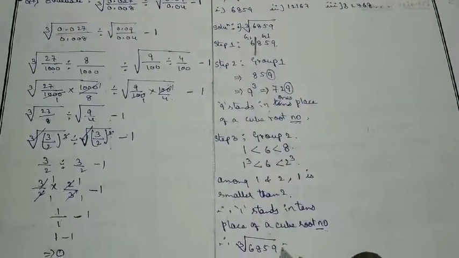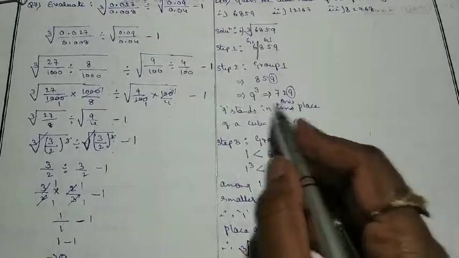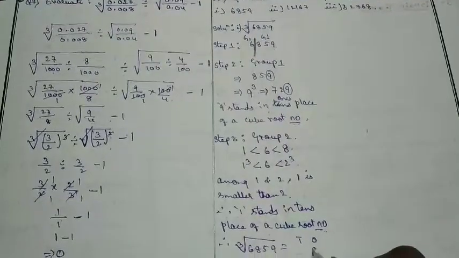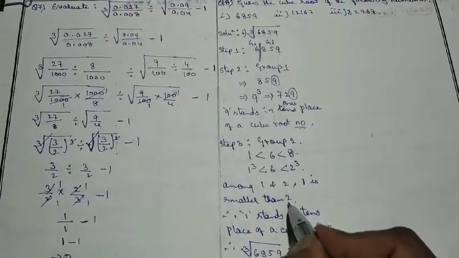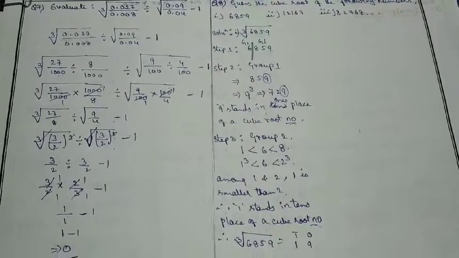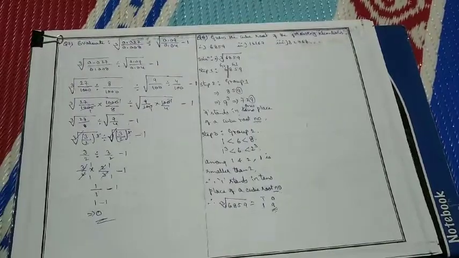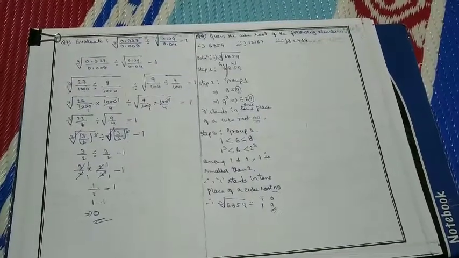Therefore, the cube root of the number 6859 is made of ones and tens. What is in the ones place? In the ones place we have 9. And what is in the tens place? In the tens place we have 1. So 19 cube is nothing but 6859. 19 is the answer, children. So let us move to the second question now.